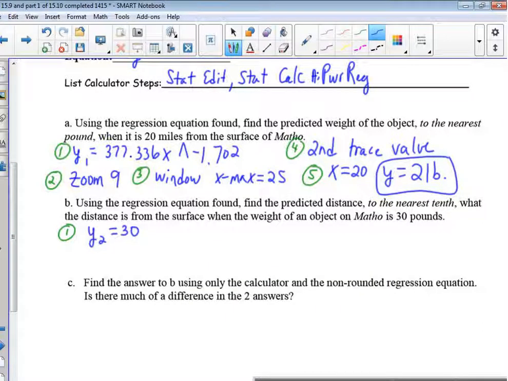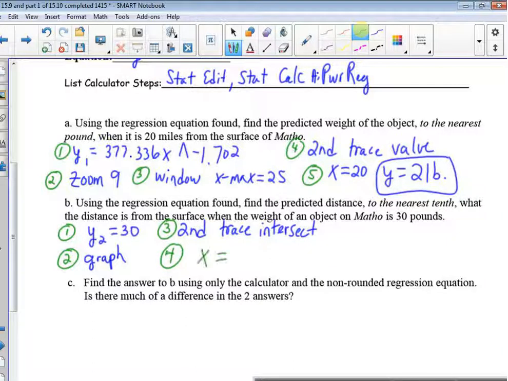So y2 equals 30, and then I check the window, and then I hit graph, and then I did second trace intersect. And I found my value. So this was step 2, step 3, and step 4, x was equal to 4.4, and this would have been miles.